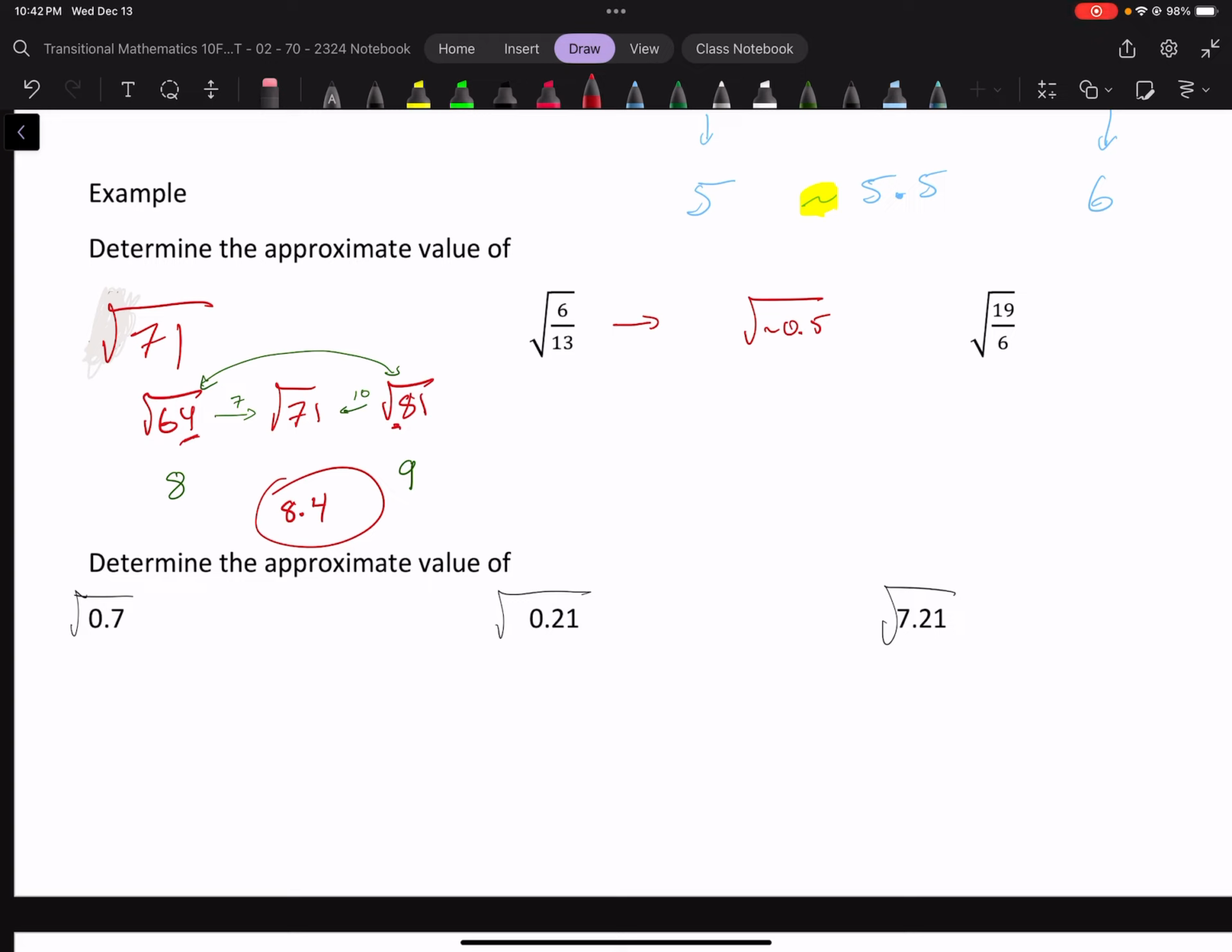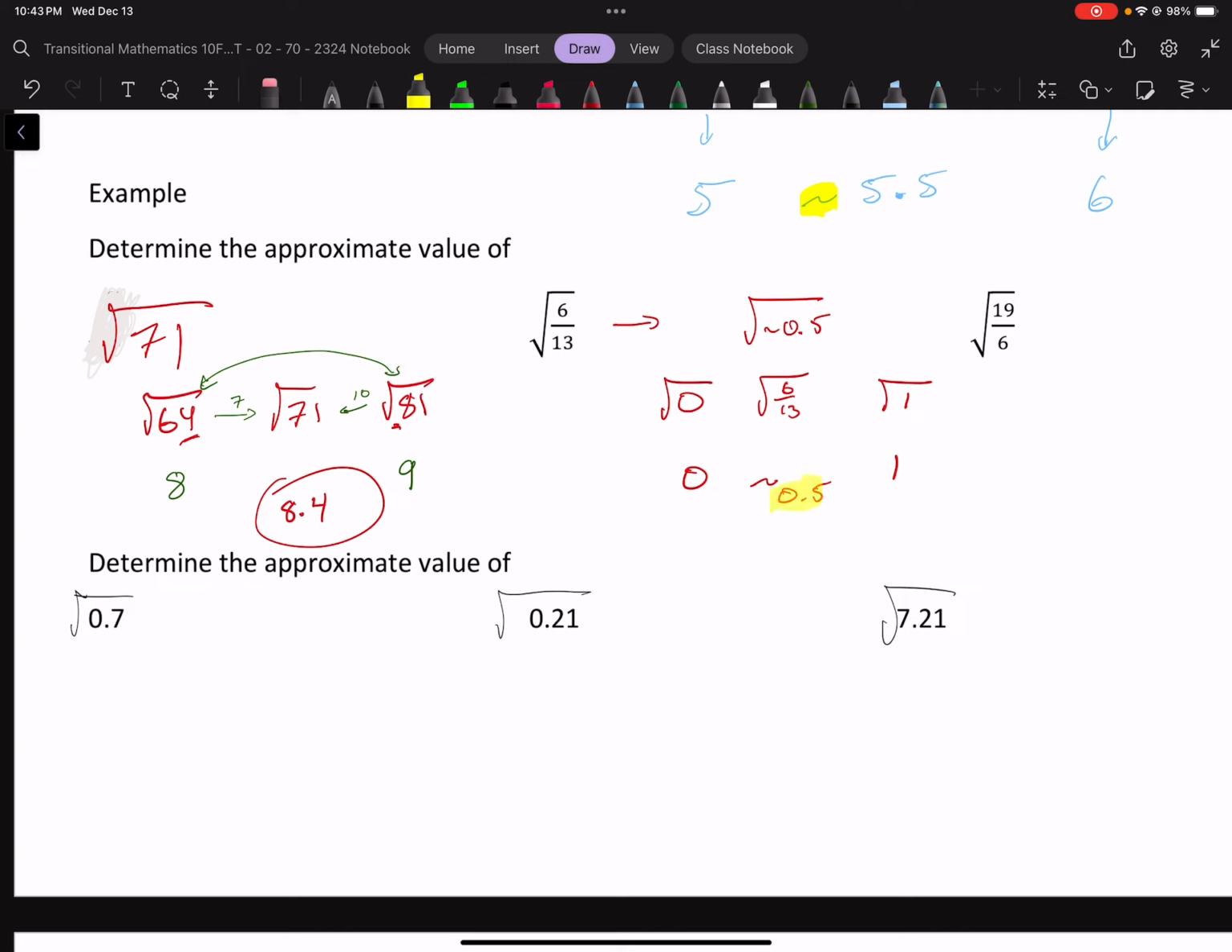So what I'm going to do is I'm going to think of the perfect square that's immediately below. And that would be the square root of 0. I'm going to think of the perfect square immediately above, which is 1. So the square root of 6 over 13 lies almost exactly in the middle between the square root of 0 and 1. So 0 and 1. And I know that this is going to be approximately 0.5.